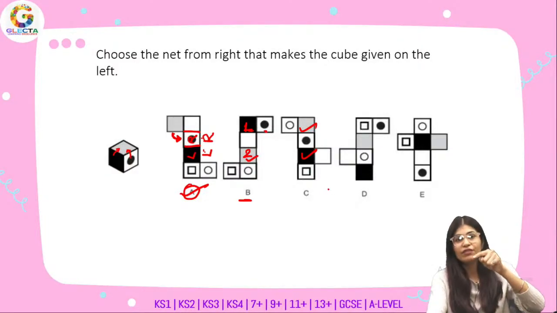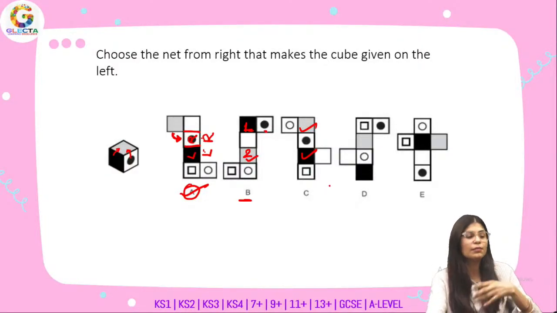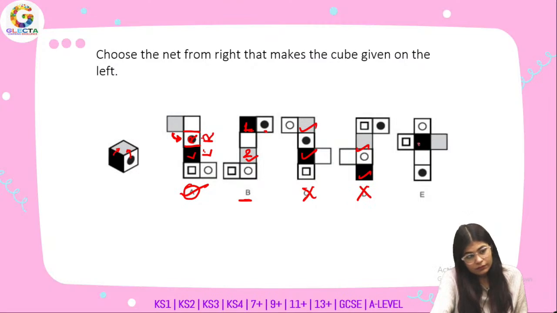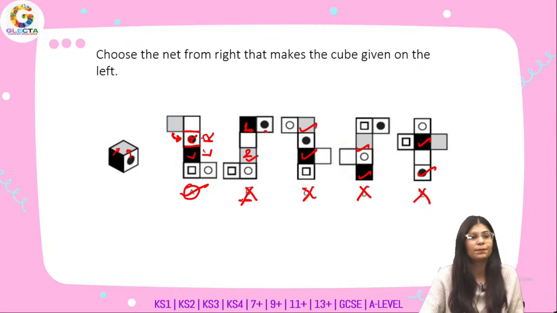Are leaving 1 in the middle. So they have a gap of 1 in the middle, so it can't be C as well. Gap in the middle, can't be C. This one looks like opposite again. So none of them can be.